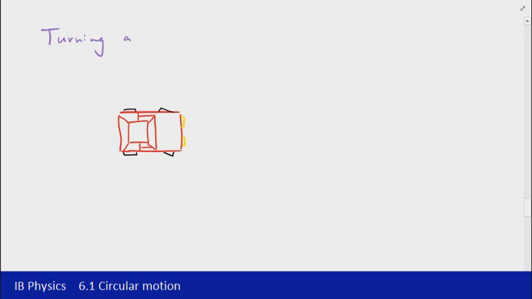So with turning a corner in a car, we're looking down on top of the car here, so you can see the angle of the wheels would suggest that the car is turning in this direction, so that would be the path that it's travelling. At this specific point in time, the velocity of the car is forwards, and so its velocity will then be changing according to the path that it's travelling.